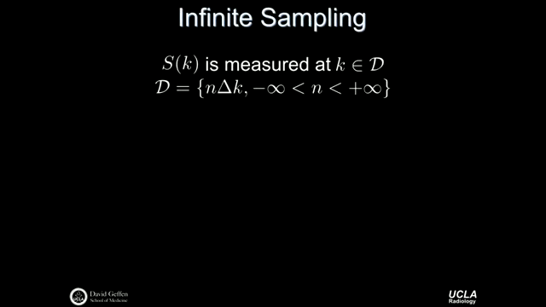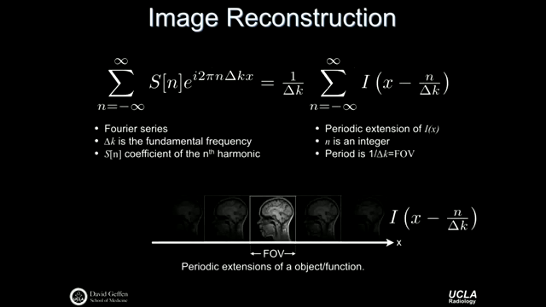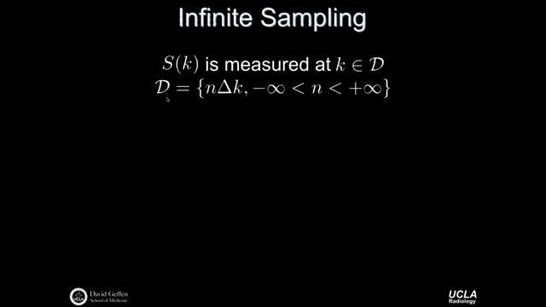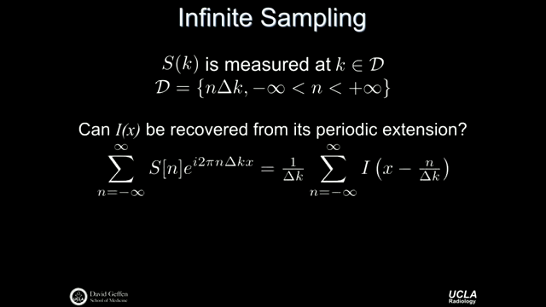Okay, so infinite sampling is not such a great thing. This expression here indicated that we were summing things from minus infinity to infinity. We're not actually going to be able to do that because that would mean we'd have to have an infinite number of spatial frequency coefficients, and that's obviously going to take way too long to acquire. So we need to discretize this a little bit further.